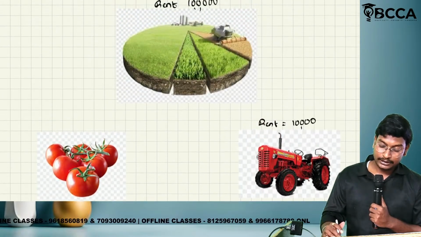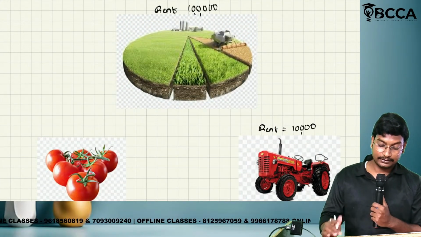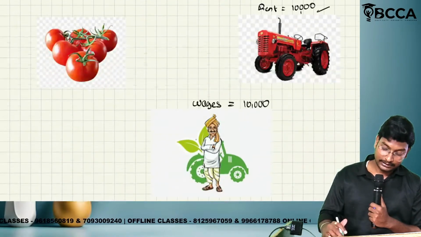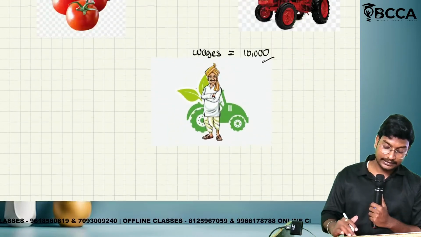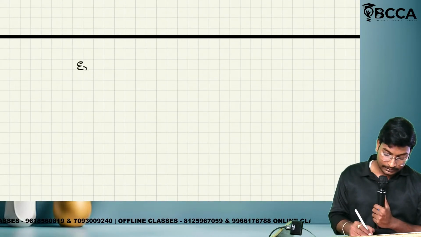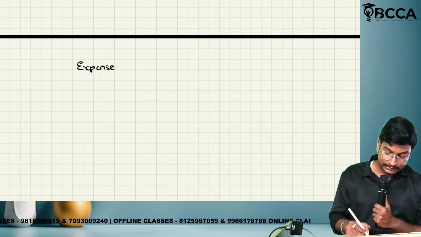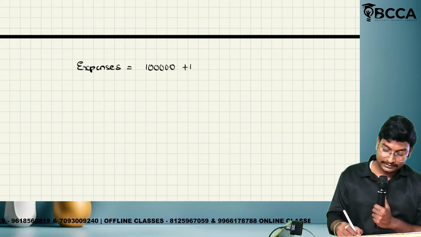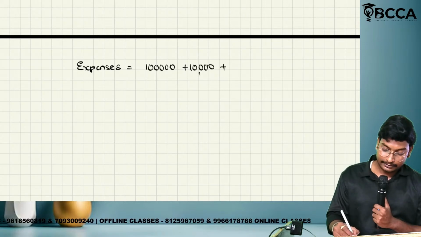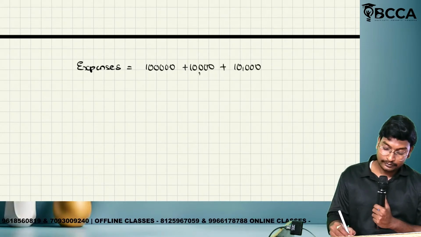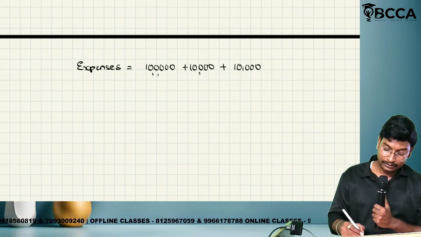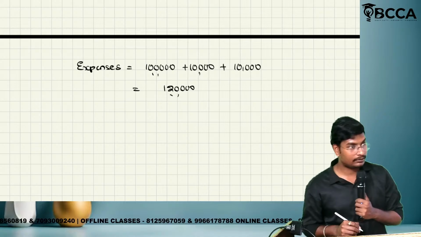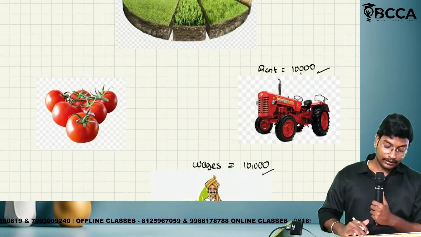Totally, how much expenditure have we incurred here? 1 lakh, 10,000 plus 10,000. This is called expenses. So 1 lakh for land plus 10,000 for tractor rent plus 10,000 for farm labor. Totally how much? 1,20,000 is the expenses to us. Yes or no? Yes.